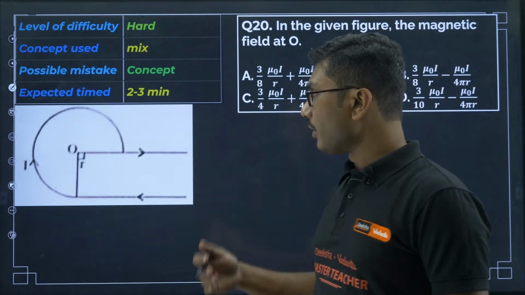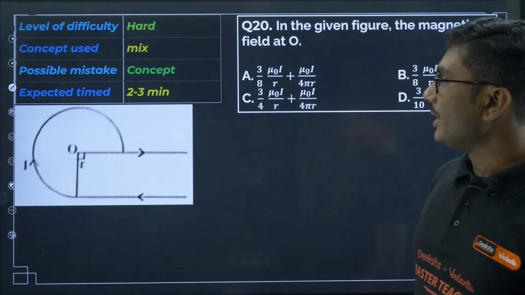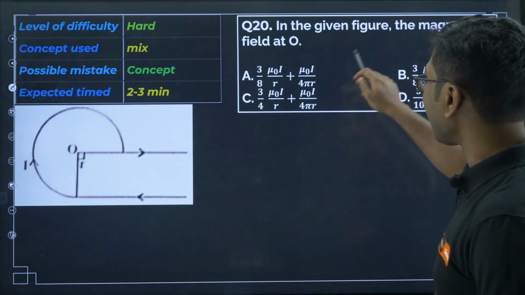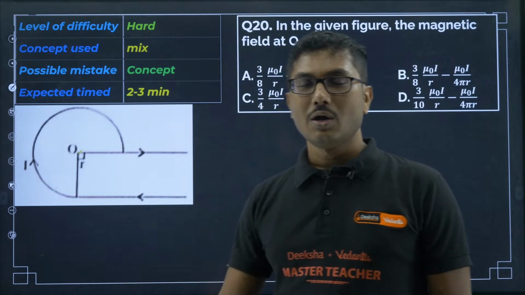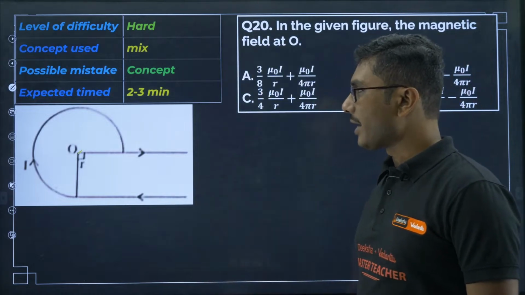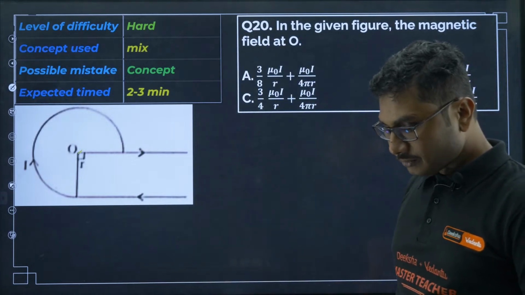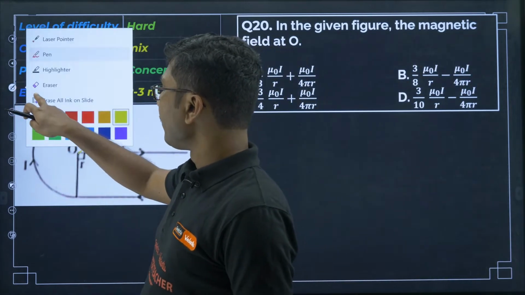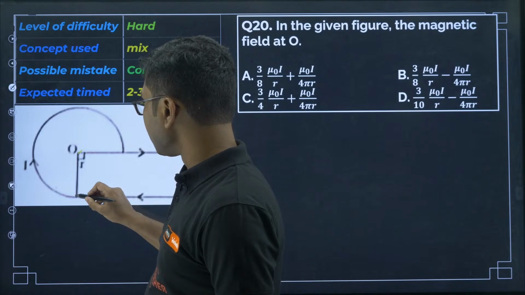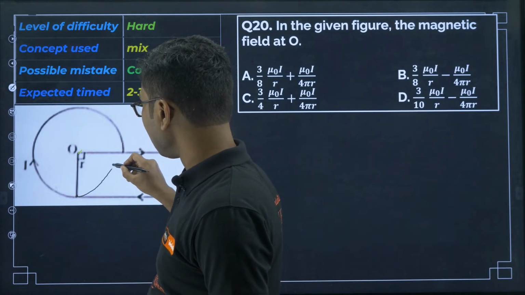Okay. Now, try to answer this question. Very interesting question. In the given figure, find the magnetic field at the center O. How can you do that? First of all, you have to divide this problem into 2 parts. First part is this part.